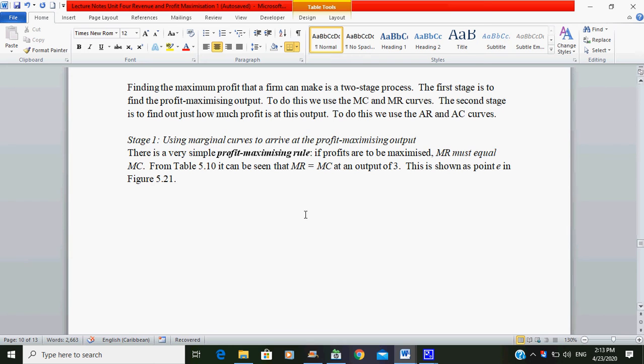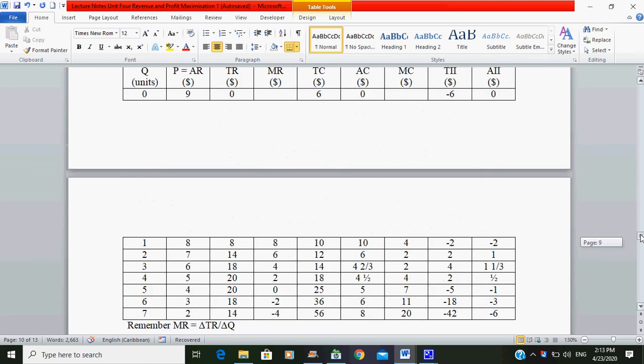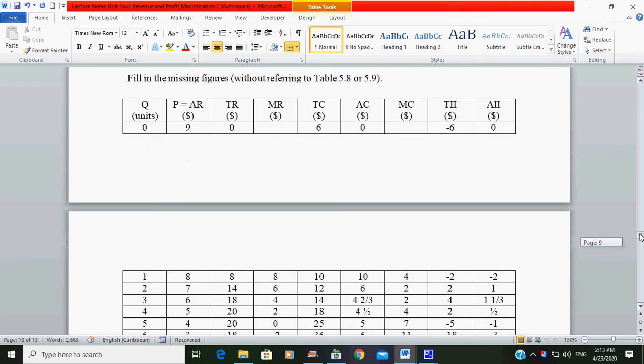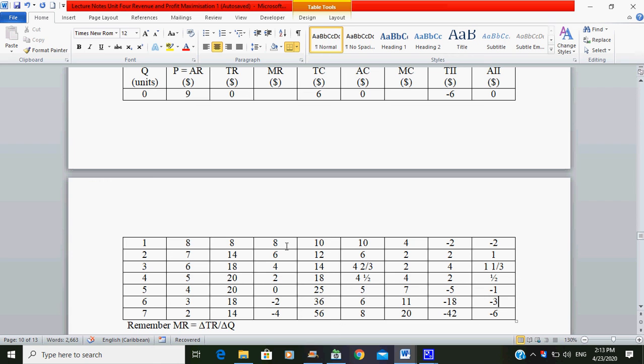Alright. Using the marginal curves to arrive at the profit maximizing output, there's a very simple profit maximizing rule. If profits are to be maximized, MR must equal MC. From table 5.10, it can be seen that MR equals MC at an output of 3.